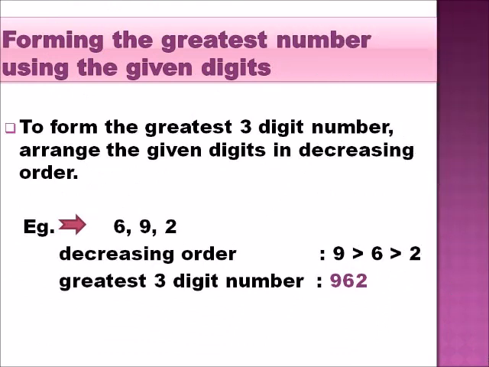Children, in this session, second we are going to learn about forming the greatest number using the given digits. Here children, in order to form the greatest 3-digit number, first we have to arrange the given digits in descending order. In the first example, we have digits like 6, 9 and 2. Now let's arrange them in descending order as 9 is greater than 6, 6 is greater than 2. So therefore the greatest 3-digit number will be 962.